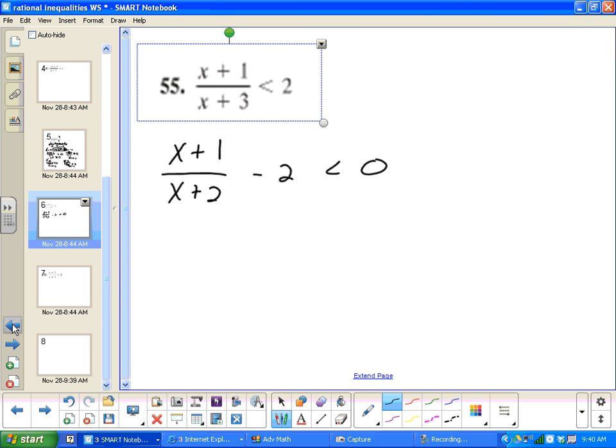Common denominator, right? You actually have to take this and subtract it. And to subtract it, you have to get a common denominator. Now, there's only one denominator there, and that denominator would be x plus 2.